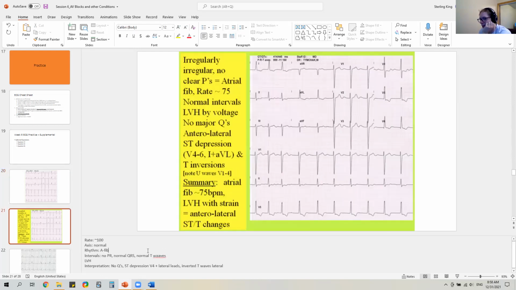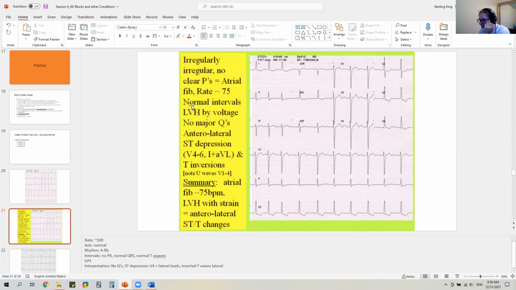Okay, so I had a rate about 100. I probably could have been a little bit more specific and divided it by 8 seconds and then times it, but I didn't. Irregularly irregular, yeah, that's probably the big thing to get. No clear P waves. Grade atrial fib, got that.